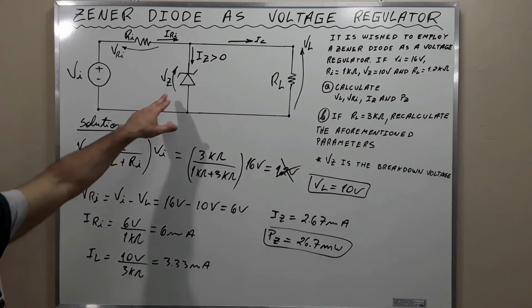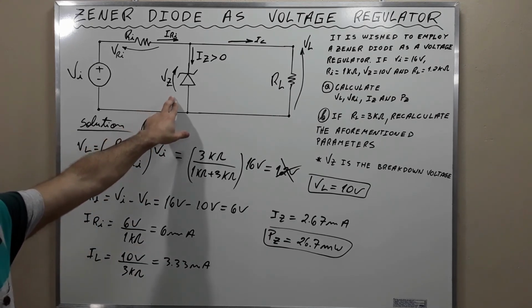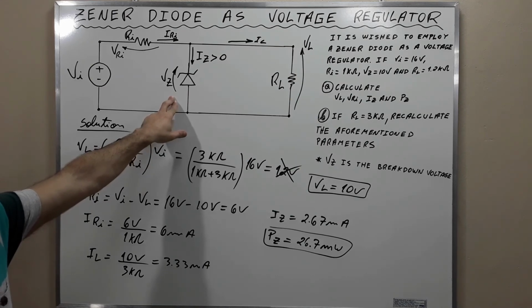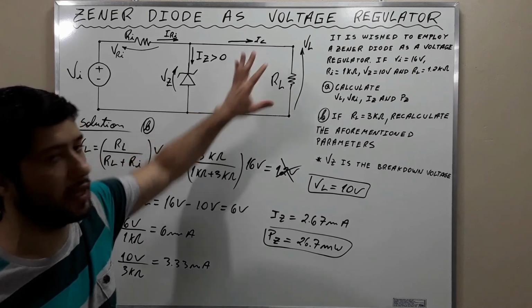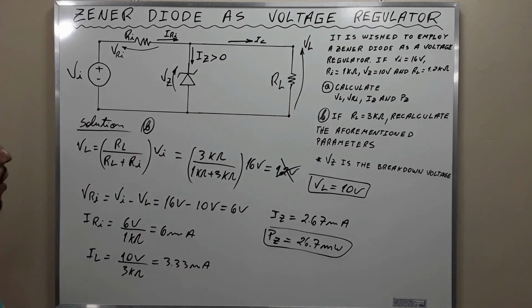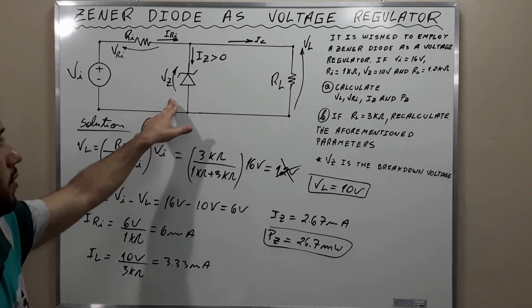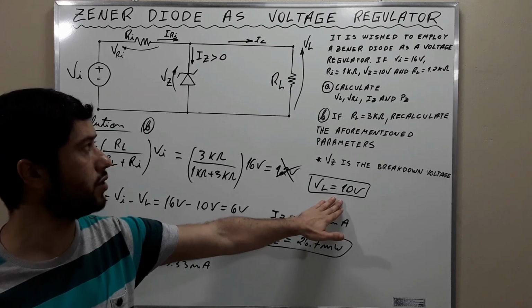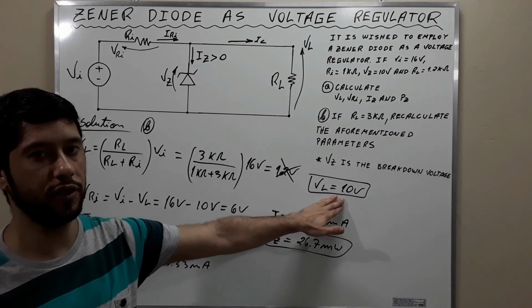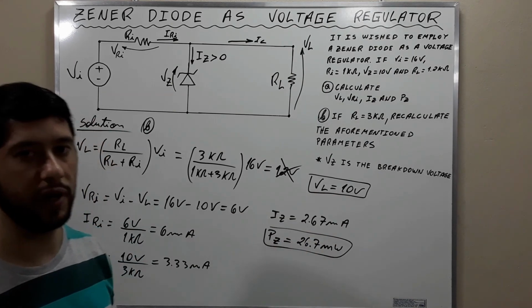When the calculated voltage is less than the Zener voltage, then the calculated voltage will be the voltage at the load. But when the calculated voltage is greater than Vz, the diode is going to regulate the voltage, and the voltage across the load will be the Zener voltage regulated by the component.